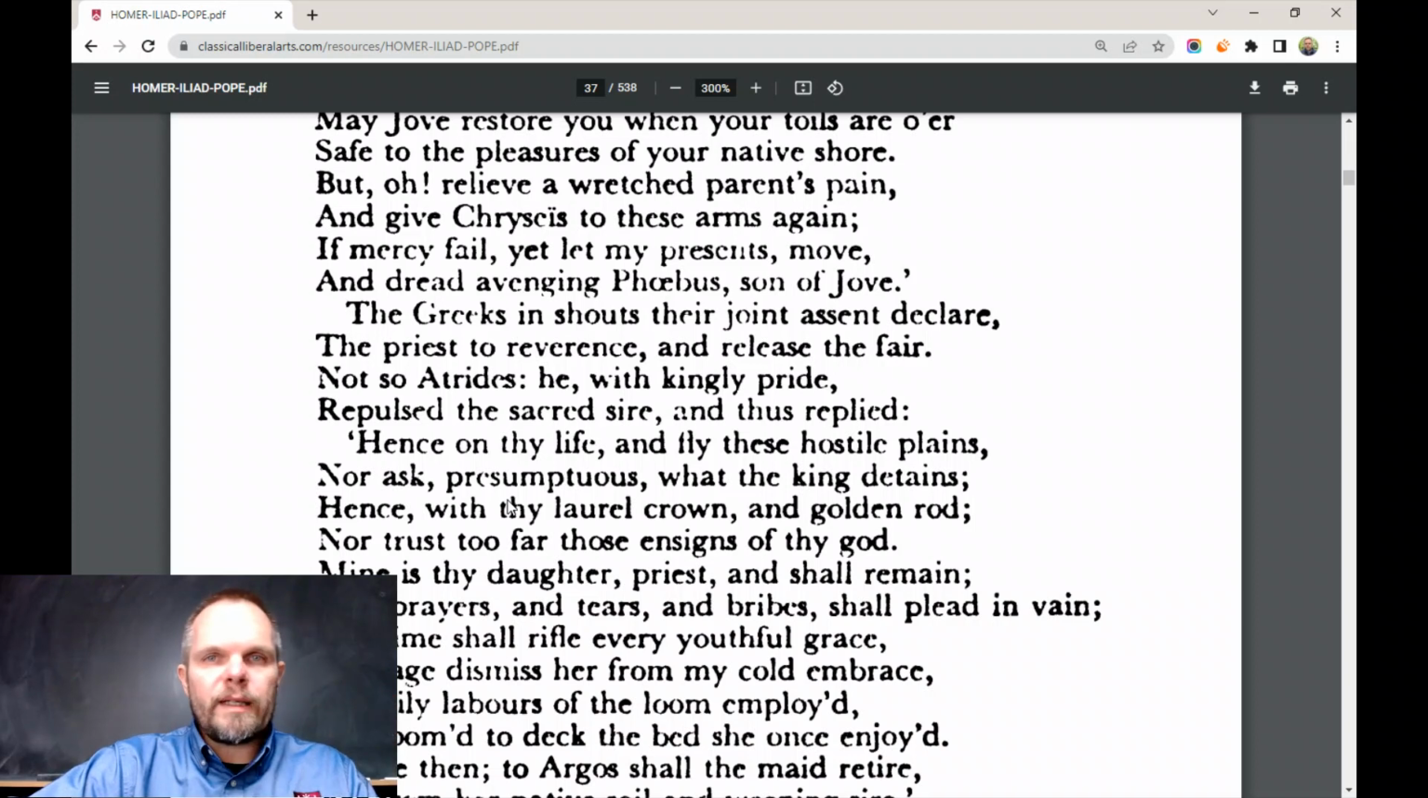So all of the Greeks hear this request of Chryses, and they say, yes, grant him this request. Let his daughter be restored to him.